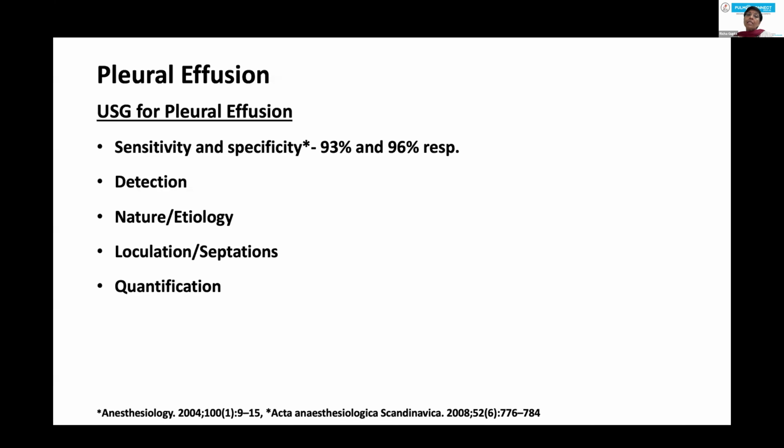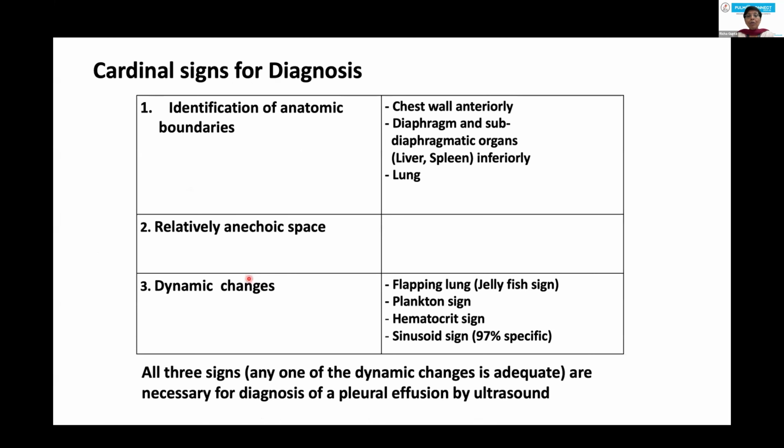Coming to the pleural effusion, sensitivity and specificity are 93 and 96% respectively. And for pleural effusion, for detection, identifying the etiology, loculation, septations, or quantification, ultrasound is certainly a much better modality than a chest X-ray. And in identifying the septations within the locule, so internal septations, it even surpassed the CT thorax. Let's see, how do we diagnose pleural effusion?